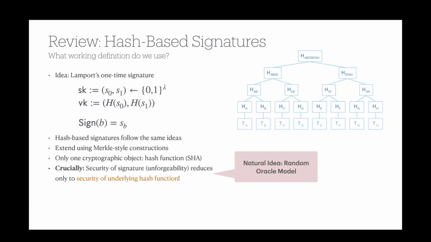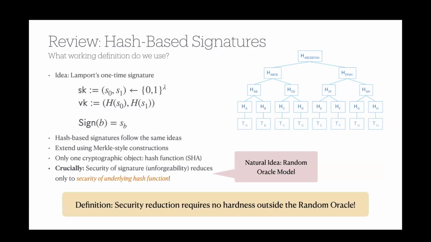Because we're looking at these schemes from a theoretical perspective, we study this in the random oracle model, and in particular, our definition of hash-based schemes is that the security reduction requires no hardness outside the random oracle. So basically, security is based merely on whatever is provided by the hash function itself.